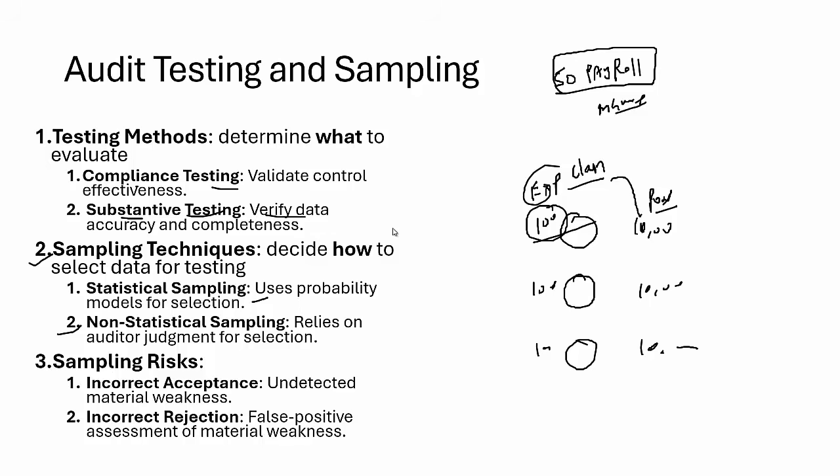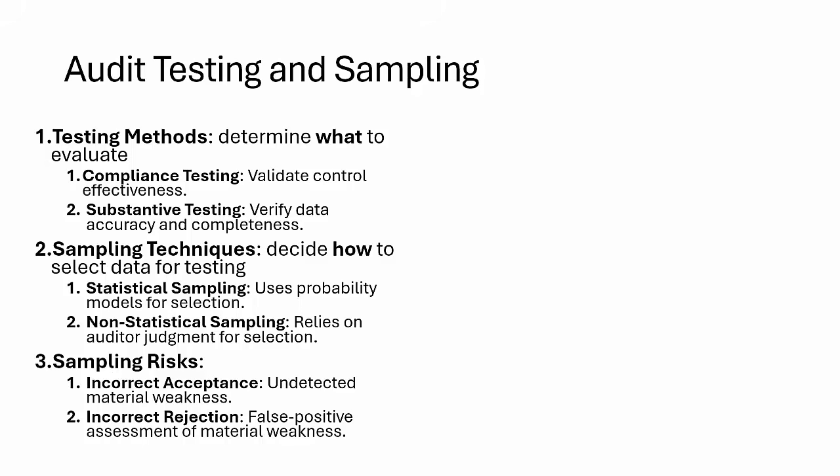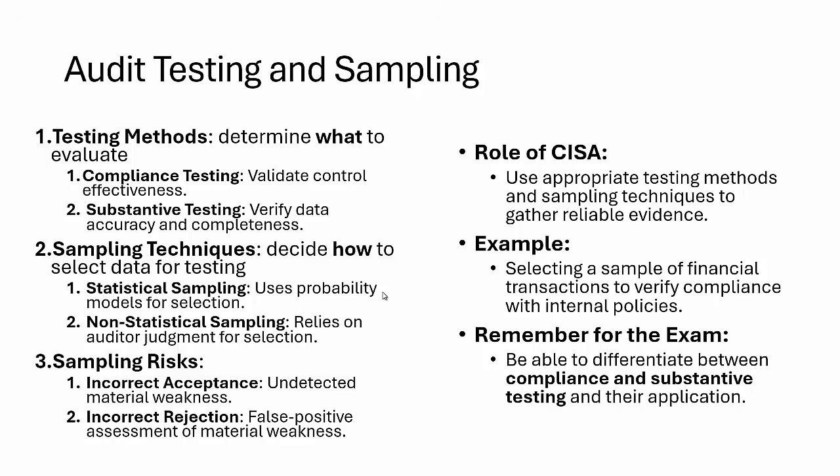Okay. So the sampling risk we sometimes have is incorrect acceptance, like an undetected material weakness, or sometimes incorrect rejection. So the role of the CISA is to understand that the testing method is what to evaluate, and the sampling technique decides how to select the data for testing. We're using all these techniques to reduce the audit risk.